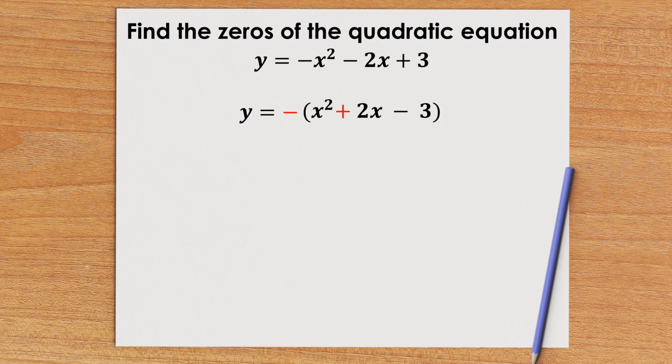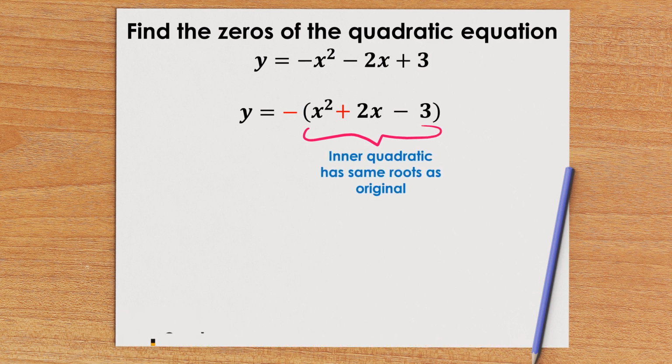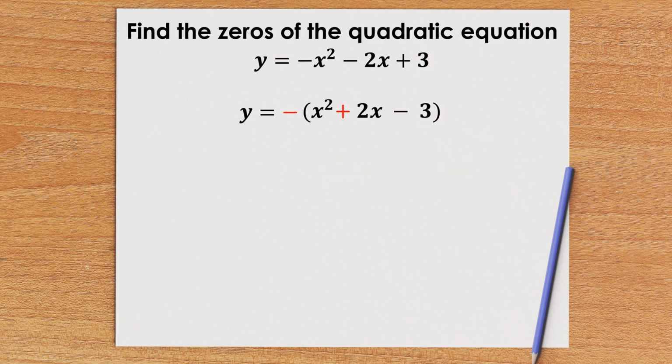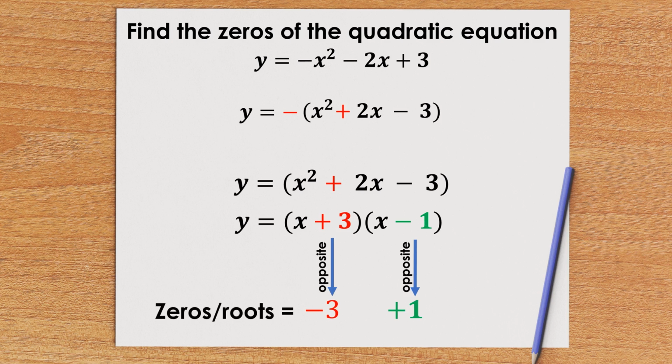Whenever we have a scalar, be it a simple negative like in this problem, or a 3 in the previous problem, as long as it's just a constant number, the inner quadratic will always have the same roots as our original equation. So all we have to do is find the solutions to x squared plus 2x minus 3. This simplifies to x plus 3 and x minus 1. So our solutions will be x equals negative 3 and x equals positive 1.